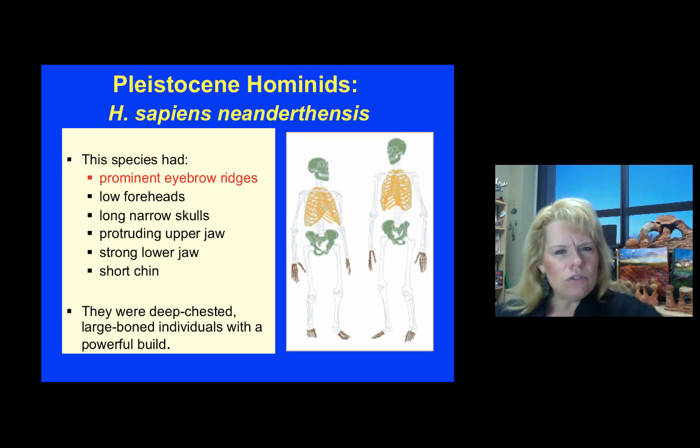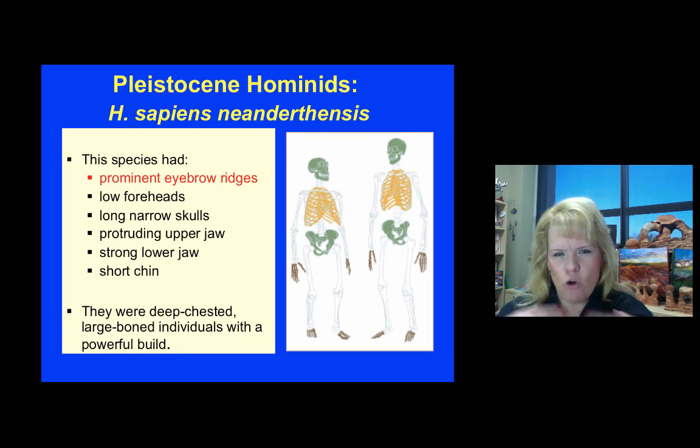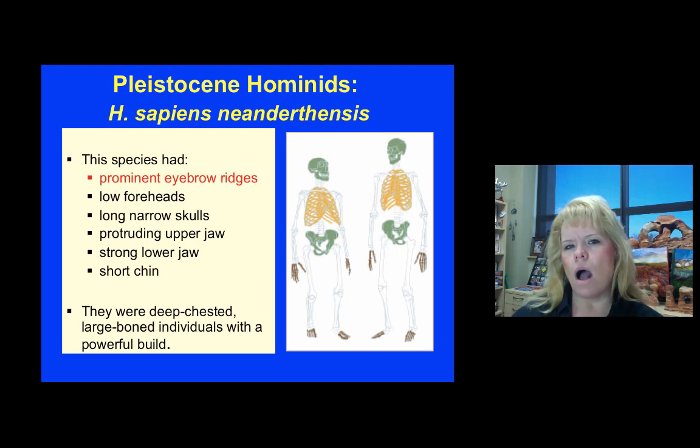Now, this deep chest they have, there would have been a purpose for that. Can you think about why? Big eyes, big chest. Okay, they have horrible running legs except for sprinting. They would have been good sprinters. They would not have been long distance runners.